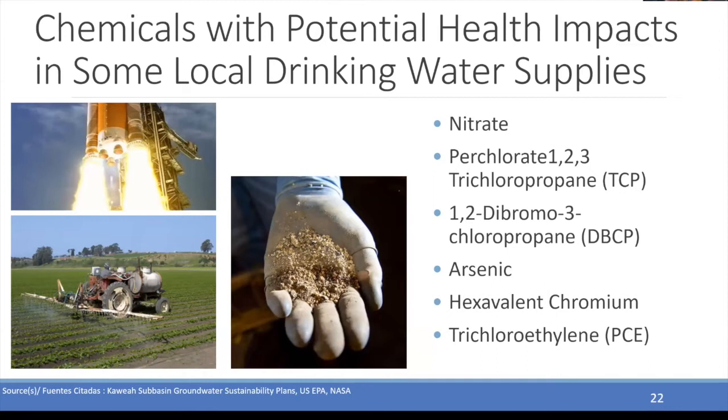So chemicals found within the Kaweah service area groundwater supplies include nitrate, perchlorate, 1,2,3-trichloropropane, which is also called TCP, and 1,2-dibromo-3-chloropropane, also known as DBCP. Arsenic is a naturally occurring contaminant, and hexavalent chromium, which is not, and then trichloroethylene, also known as PCE.